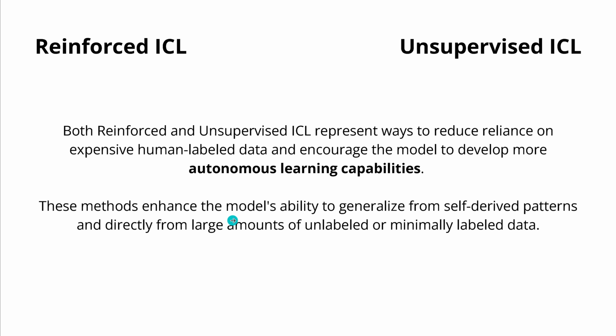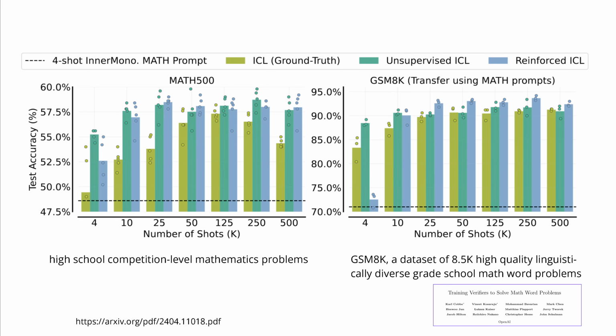So these models now enhance the ability to generalize from self-derived patterns and directly from large amounts of unlabeled or at least minimally labeled data. So this here is a very, very precious equilibrium. And now you might say, but hey, I expect, if I have a look here at my classical ICL in green, in teal I have now this critical, beautiful new unsupervised ICL, and in blue I have my reinforced ICL, where I have problem, solution given. And you expect blue to be always better.